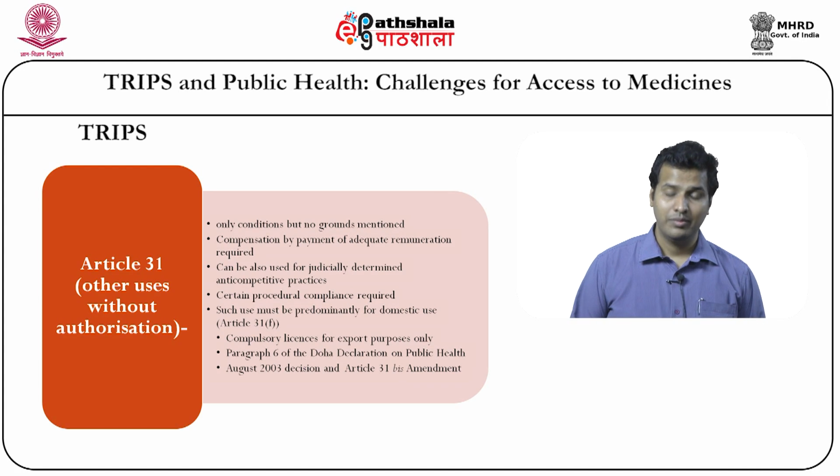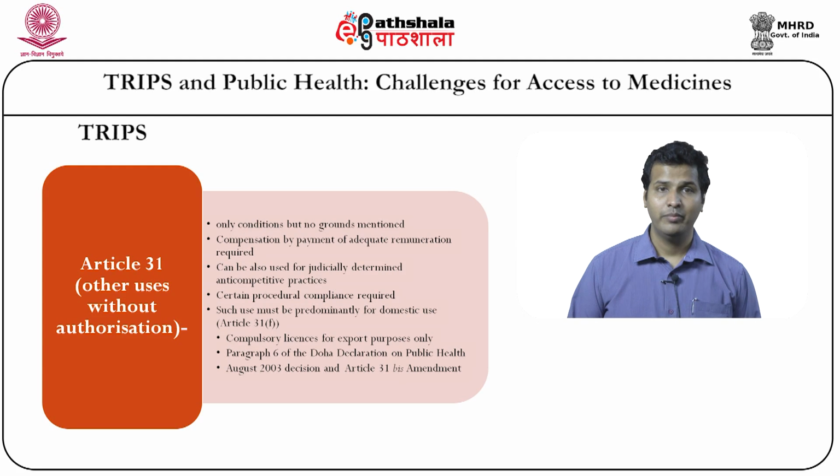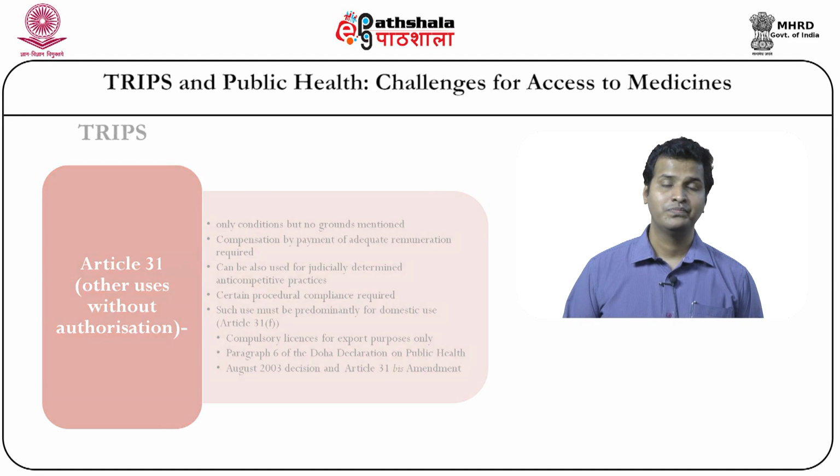So this primarily resolves the legal ambiguity created by Article 31(f), wherein compulsory licenses were primarily meant for, or predominantly for, the supply of the domestic market only. With the Article 31(f) amendment, WTO member countries, based on the conditions prescribed, can export, and a compulsory license can be issued specifically for the purposes of export.